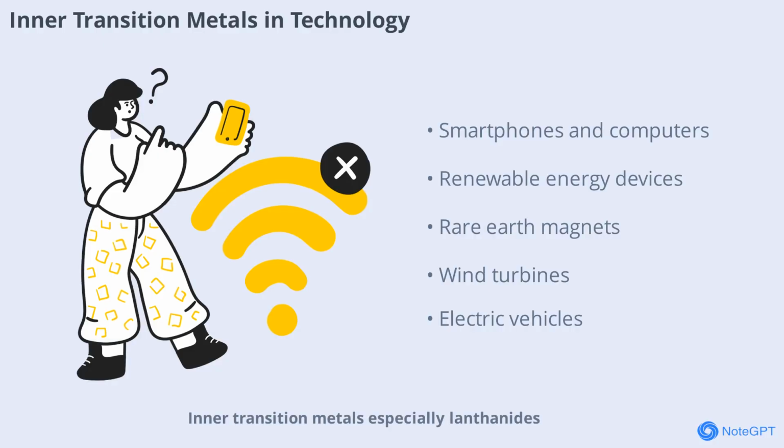Transition metals, especially lanthanides, are crucial in advanced technology. They're used in smartphones, computers, and renewable energy devices. Rare earth magnets made from lanthanides are key components in wind turbines and electric vehicles. The demand for these elements is growing as technology advances, highlighting their importance in our future.